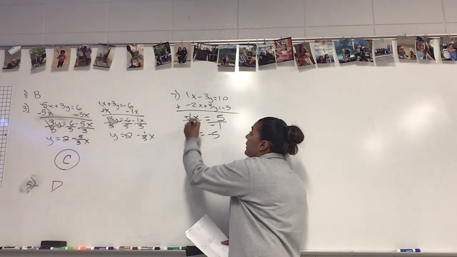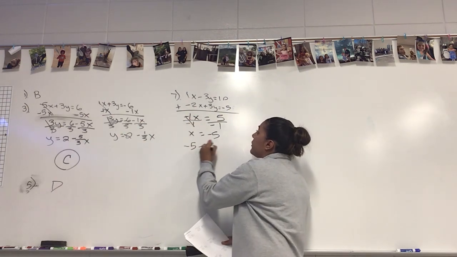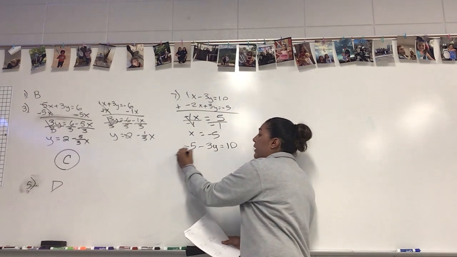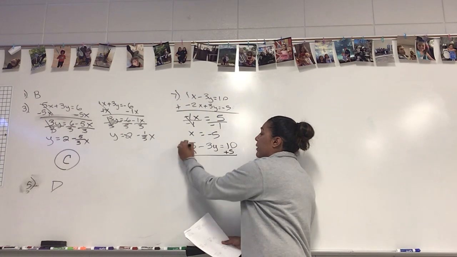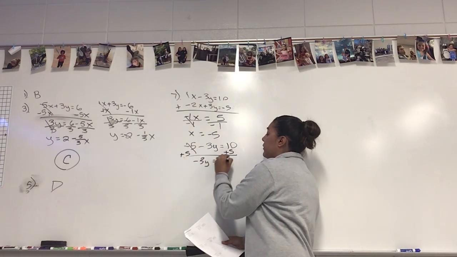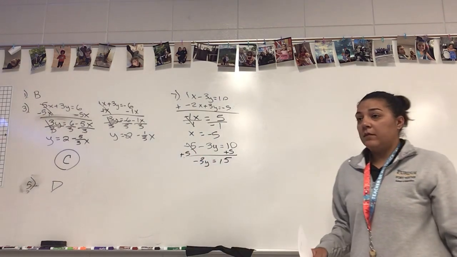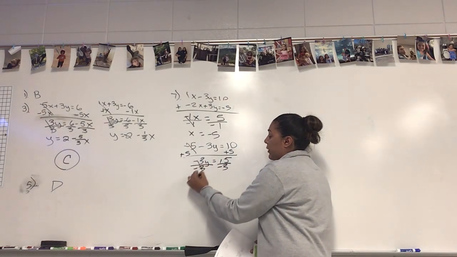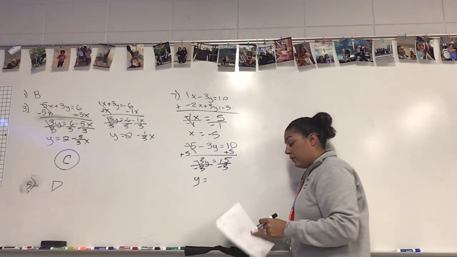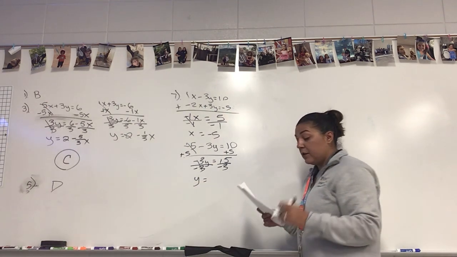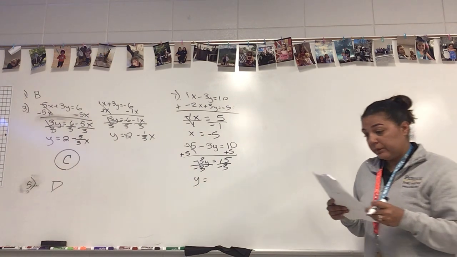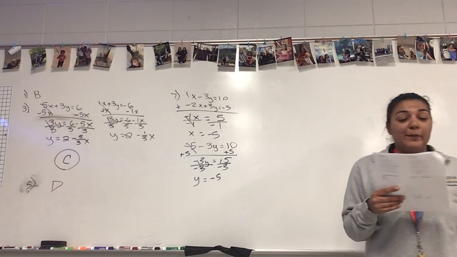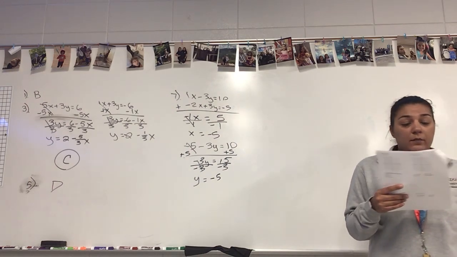So I got x is negative 5 minus 3y equals 10. I'm going to add 5. So get negative 3y equals 15. And then divide by negative 3. What is the y going to be? What is 15 divided by negative 3? Negative 5. So what answer choice is that going to be? D.